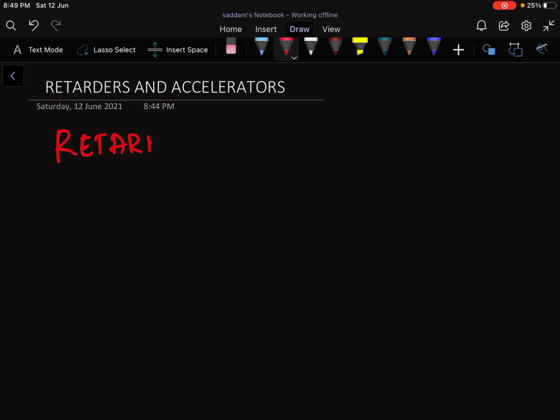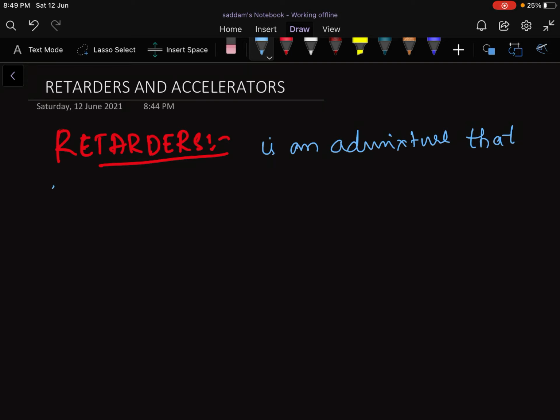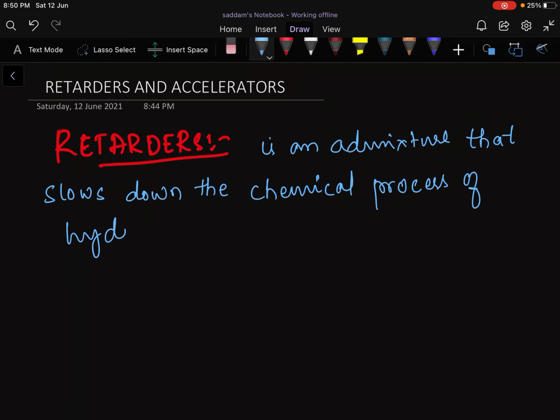Retarders. Okay. So a retarder is an admixture that slows down the chemical process of hydration. Okay. So basically, what is a retarder? It is an admixture that slows down the chemical process of hydration.